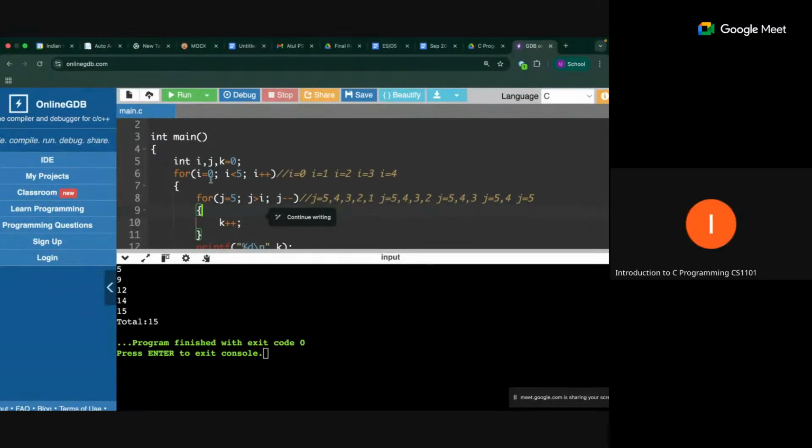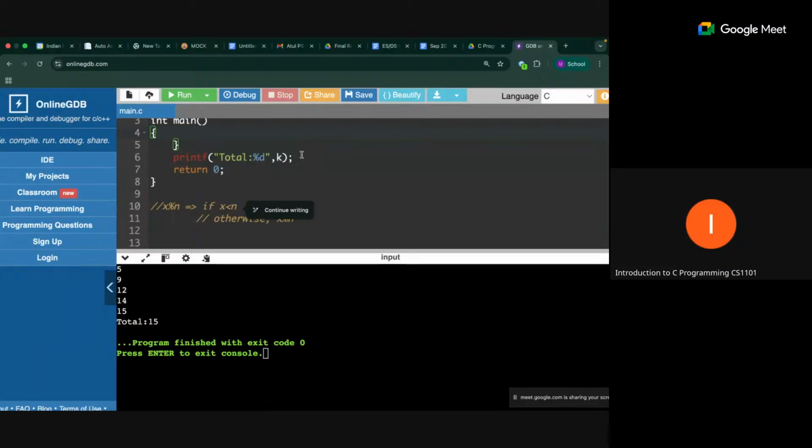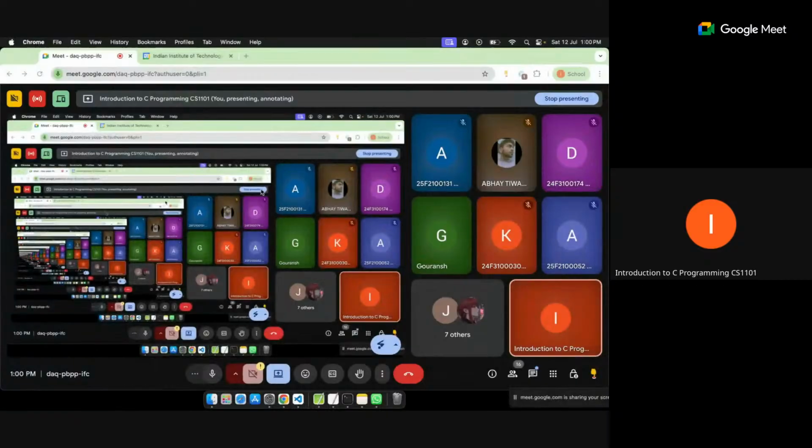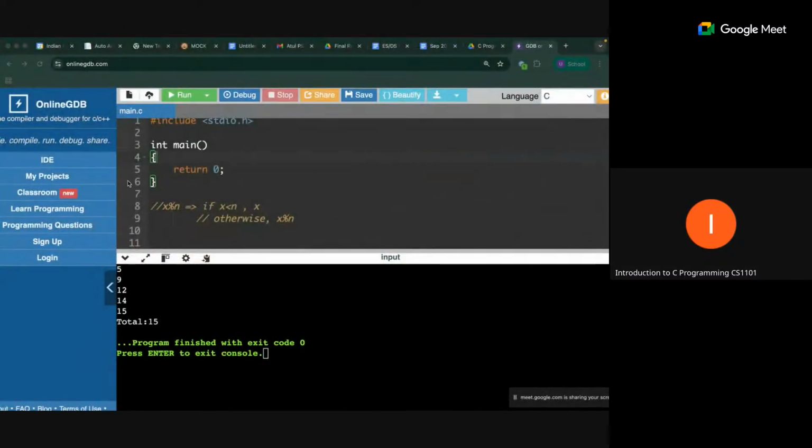Okay. How to convert a number to binary? Am I audible? Yes, ma'am. How to convert a number to binary? We can divide it, dividing the decimal number by 2. Yes. There are two ways, right?